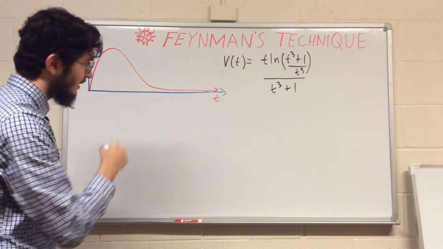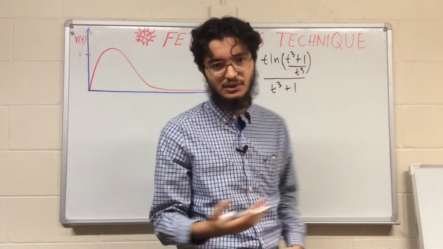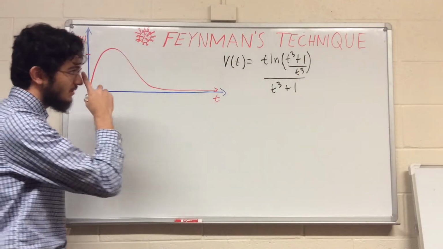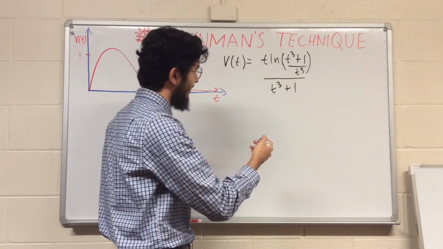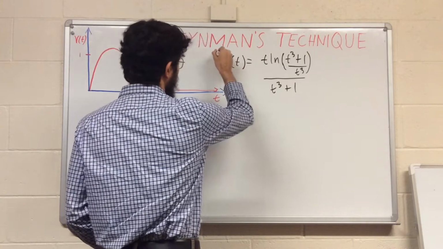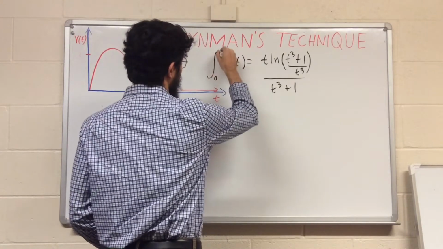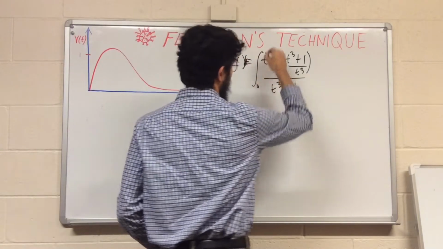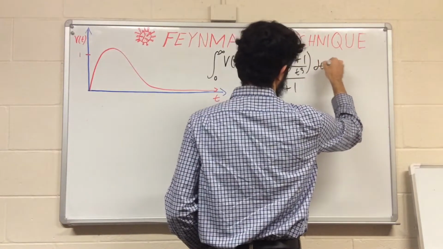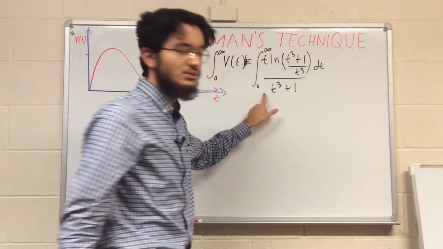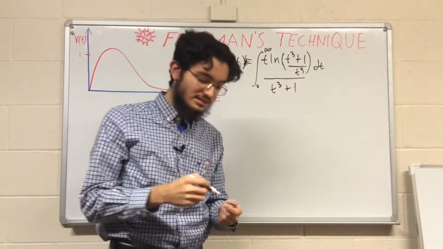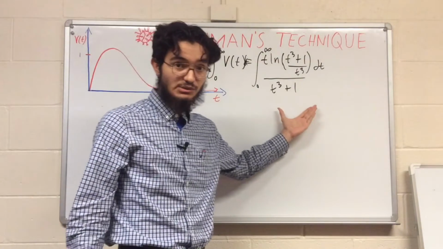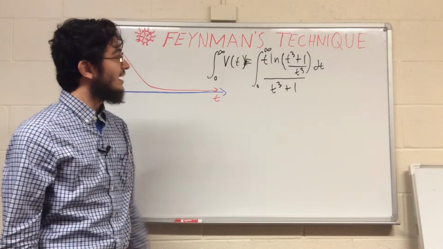In order to do that, if we have the velocity function, we know that the integral of the velocity function with respect to time is equal to our position function. So if we take the integral of the velocity function from 0 to infinity with respect to time, we get the displacement from 0 to infinity. And so here is this very non-trivial integral.